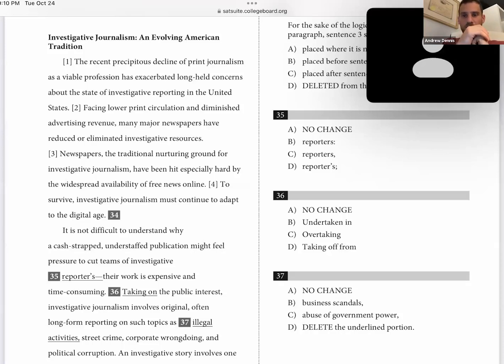Taking on the public interest, investigative journalism involves original, often long-form reporting on such topics as illegal activities. Taking on the public interest, undertaken in the public interest, overtaking the public interest, taking off from the public interest. What do we think is the best answer? Yeah, no change.